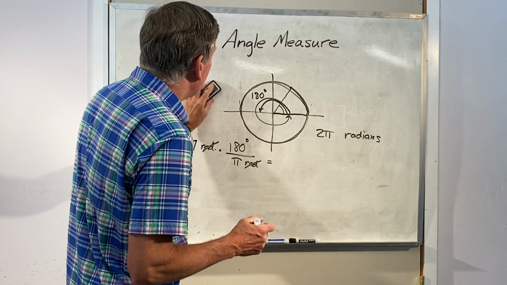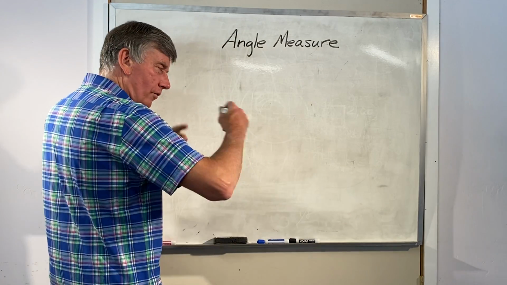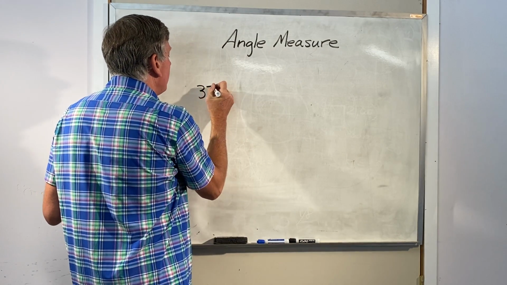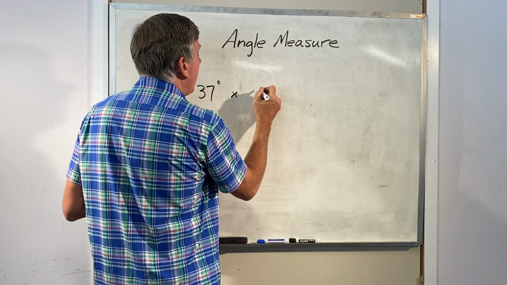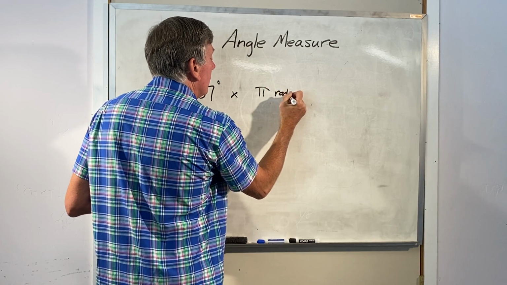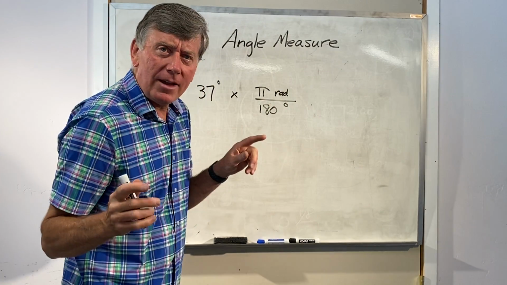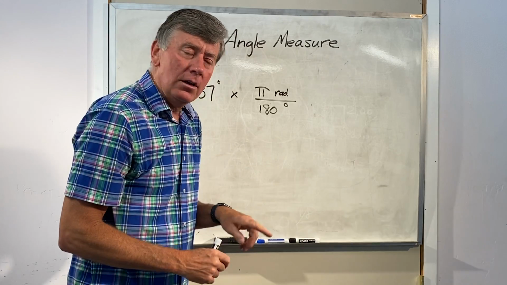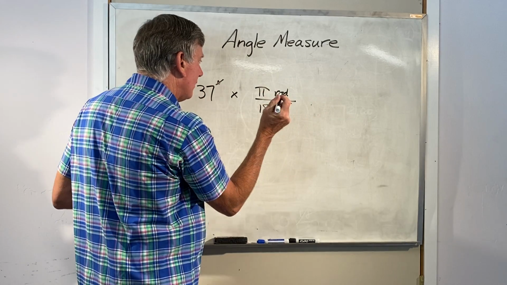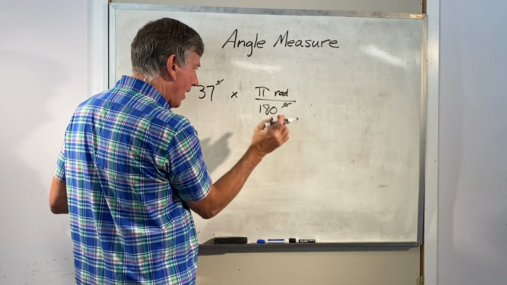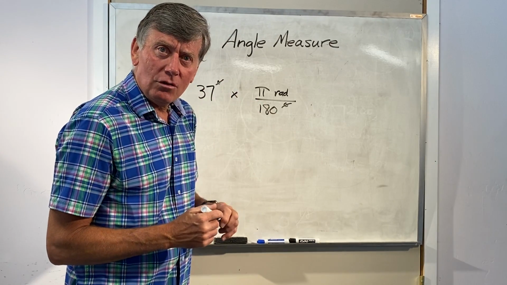If we have degrees and we want to convert to radians, we're going to multiply by the flip of that. Let's say we have 37 degrees and I want to know how many radians that is. I'm going to multiply by pi radians divided by 180 degrees. Notice how my units that I want to cancel, one's in the numerator and one's in the denominator. So I can cancel these units and I'm left with 37 times pi divided by 180. That is the key to a unit multiplier.